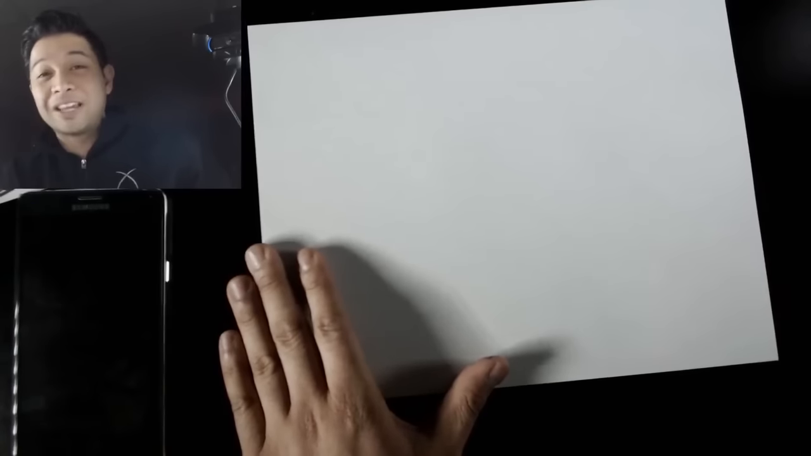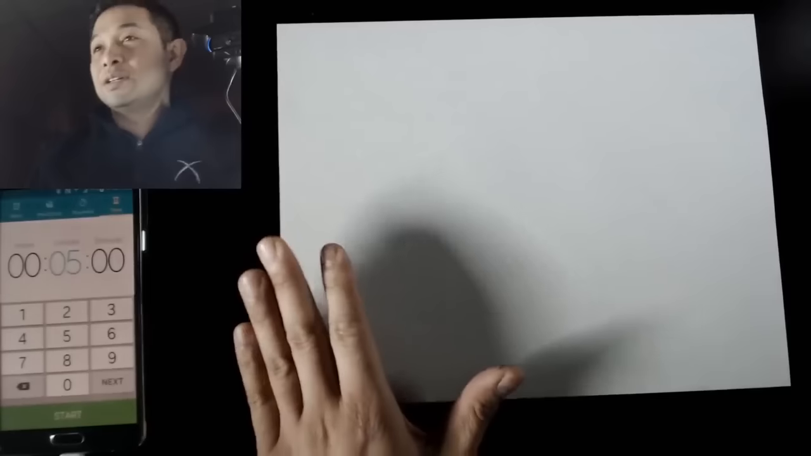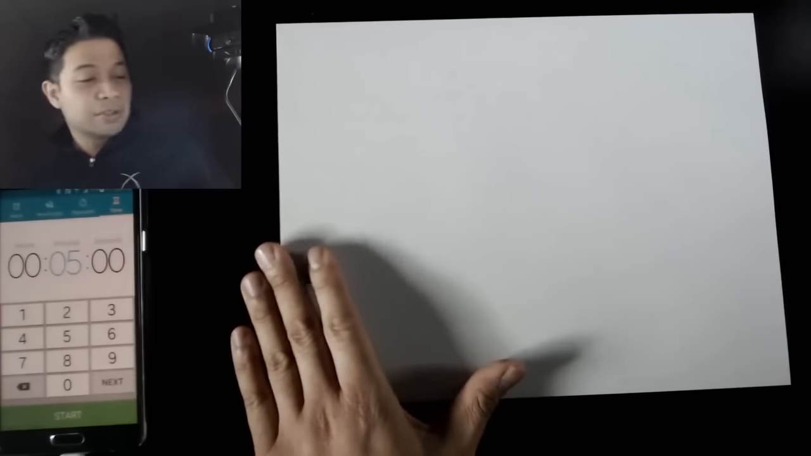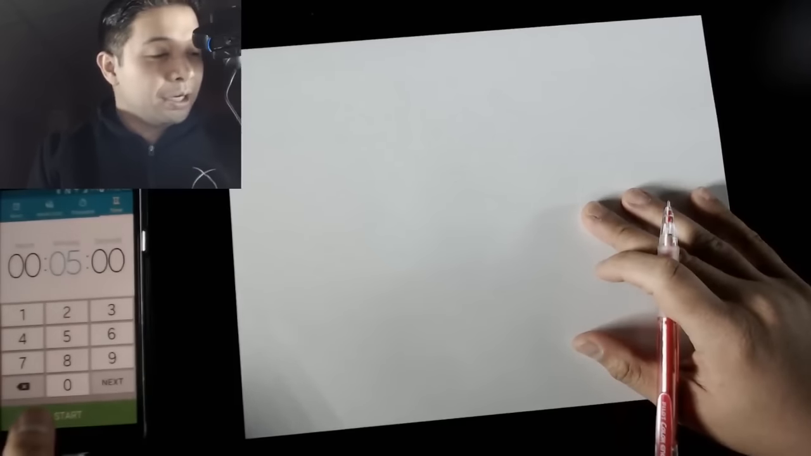For you guys who are Guardians of the Galaxy fans, I'm actually going to draw Ego as a planet, okay? I'm not going to be drawing Kurt Russell here. I'm going to be drawing Ego as a planet. You guys are ready? Here we go. 3, 2, 1, go.